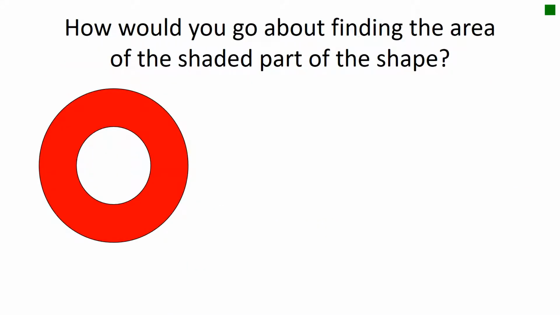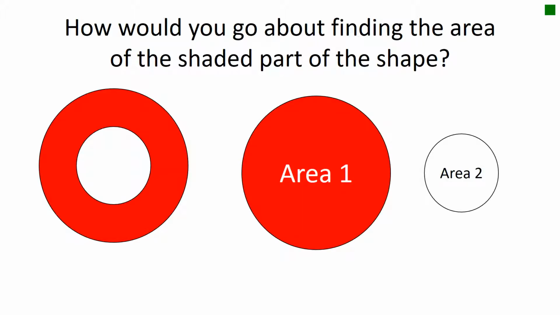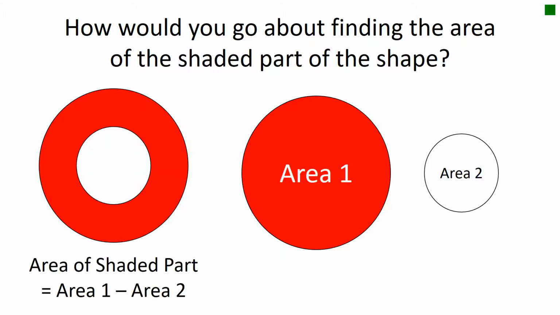How would you go about finding out the area of the shaded part of this shape? You would need to work out the area of the big circle, the area of the smaller circle, and subtract the area of the small circle from the large.